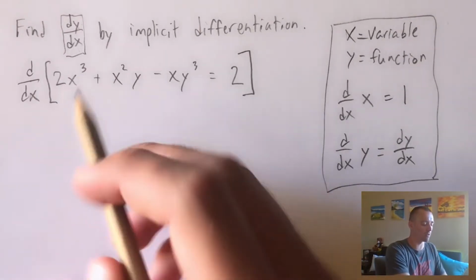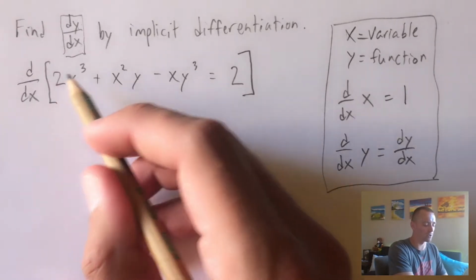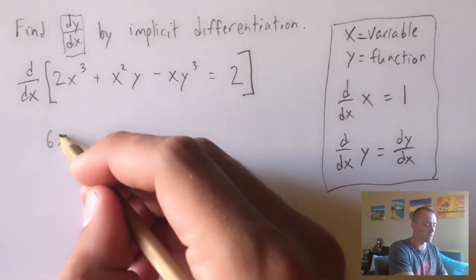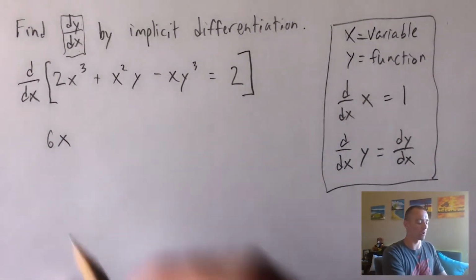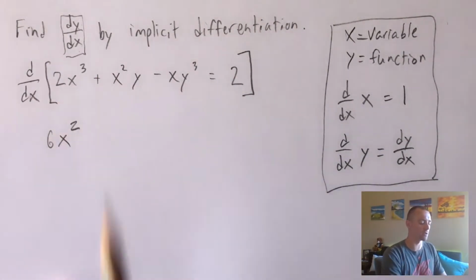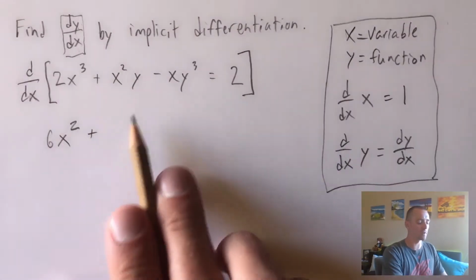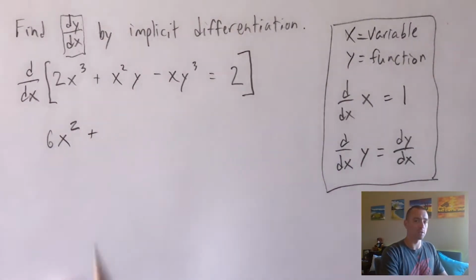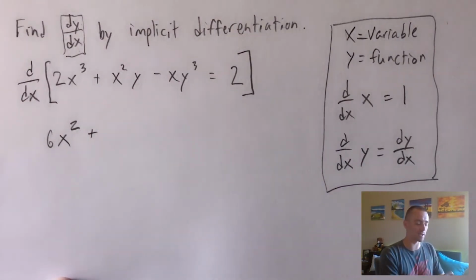So we can just bring our 3 down in front. So we're going to get 2 times 3, which is 6, times our variable x, and then we're going to lower our power by 1. So 6x squared is the derivative of 2x cubed. But then when we have something that has y's in it, especially when you have something with y's and x's in it, your brain should automatically go to either product rule, quotient rule, or chain rule. You're most likely going to have to use one of those 3 rules.